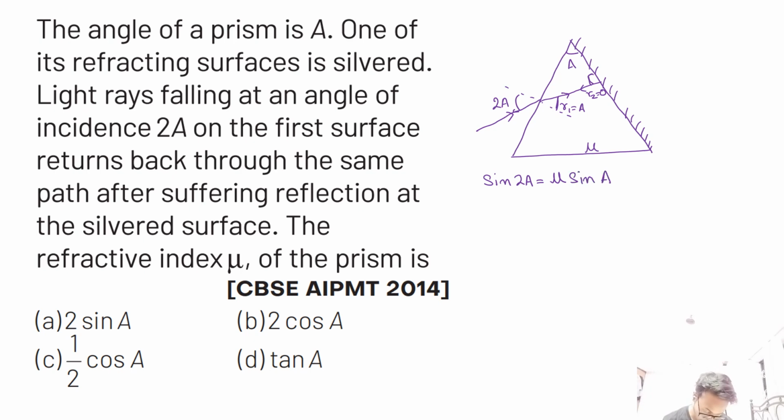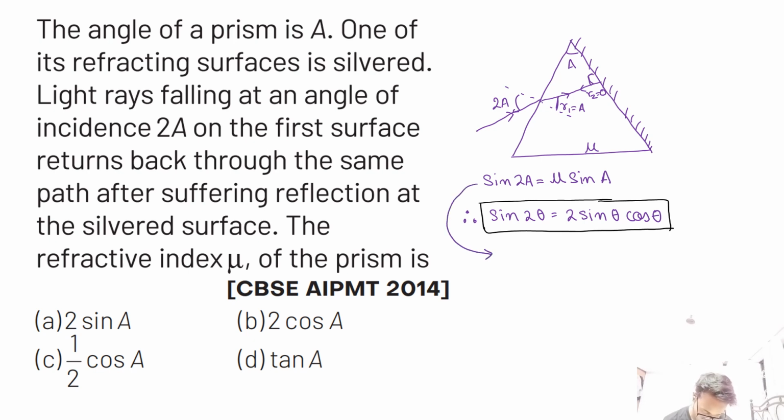Now from trigonometry, there is a relation. Sine of 2 theta is equal to 2 sine theta into cos theta. This is a trigonometric relation. Now if we apply this trigonometric relation in our equation, sine 2A becomes 2 sine A cos A is equal to mu into sine A. This sine A and this sine A get cancelled, so cos A is equal to mu by 2.